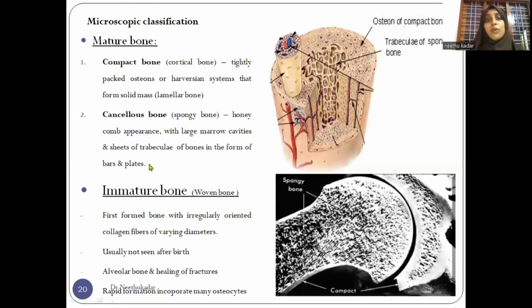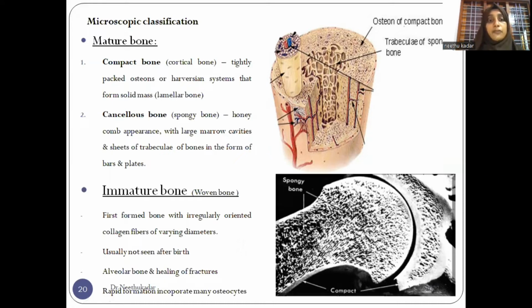The cancellous bone is also called spongy bone. It has a honeycomb appearance with large marrow cavities and sheets of trabeculae of bone in the form of bars and plates. Immature bone is also called embryonic bone or woven bone.